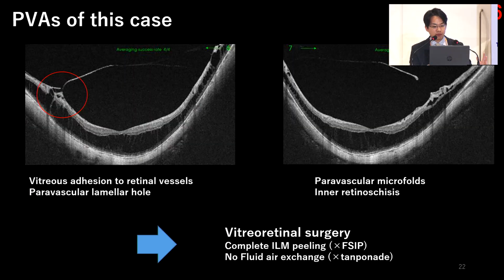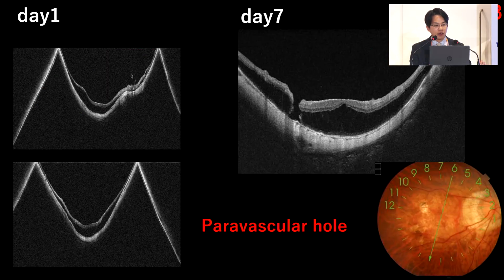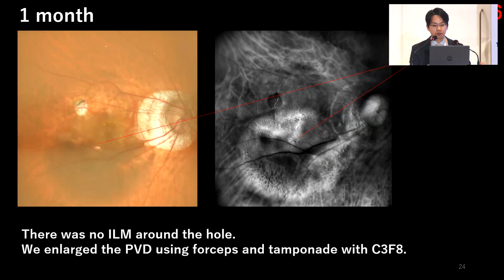Vitreous humor attached to both sides of the vessels like a bleach. We could detect palavascular lamellar hole and microfolds. Vitreoretinal surgery was conducted with complete island peeling and no tamponade. Day 1 after the surgery, we could not detect any complications. At day 7 after the surgery, a palavascular hole occurred. We could not know when this complication happened because the image was not clear due to postoperative inflammation and desmofold.